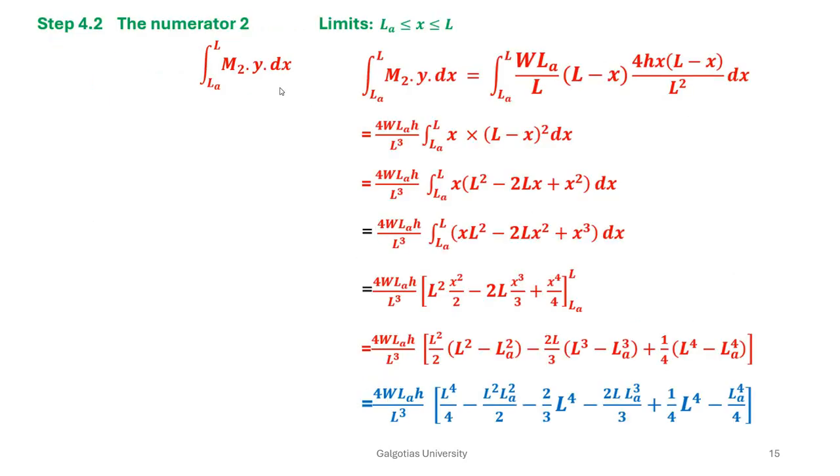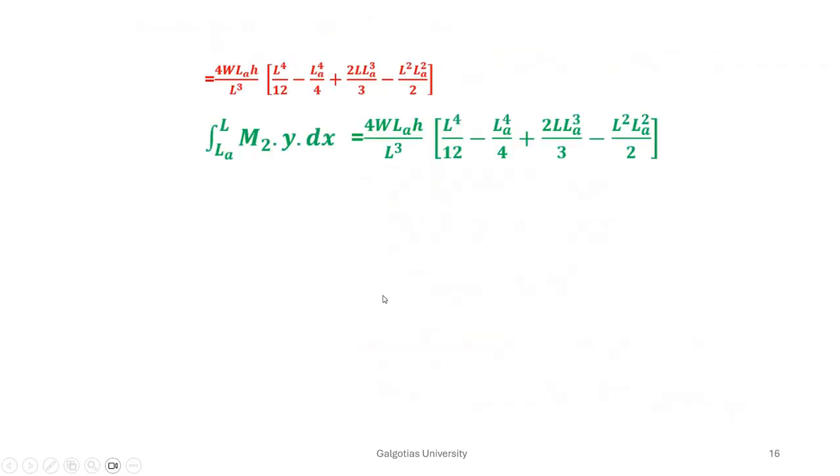Moving further, we evaluate the expression for m2 y dx where the limits are between LA to L. You substitute all the values and work out the simplifications. Finally, you get this long expression, and after simplification, you will find that m2 y dx is equal to 4wLAh by L cube into (L power 4 by 12 minus LA power 4 by 4 plus 2L LA cube by 3 minus L square LA square by 2). So this is the second term of the numerator.